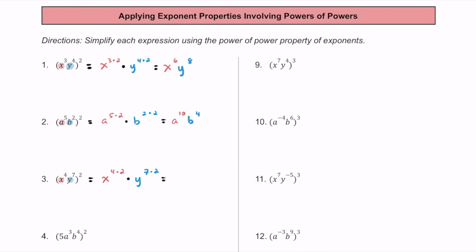Now for the x, this 4 times 2 is going to be 8, so that's going to be x to the 8th power. And now for the y's, if we multiply those 2 exponents together, we're going to have y to the 14th power. So that would be our equivalent expression.